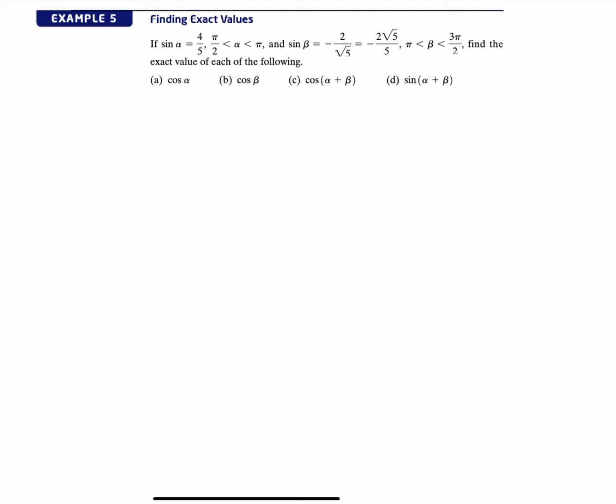So part A is asking for the cosine of alpha. And they give us the sine of alpha. Let's just start there. They say the sine of alpha is 4 over 5, and alpha is between pi over 2 and pi. So it's some triangle in the second quadrant. We can imagine something like this. That'll be our angle. And sine is opposite over hypotenuse, so we can write this as 4 and 5.